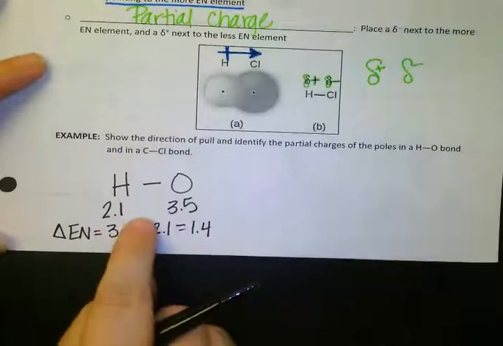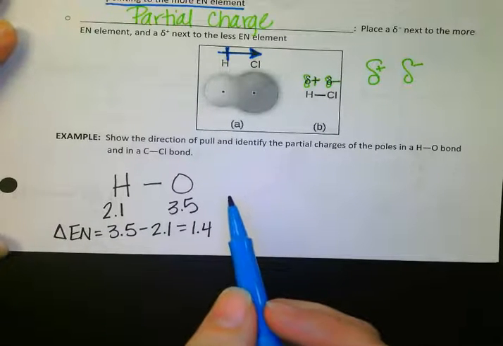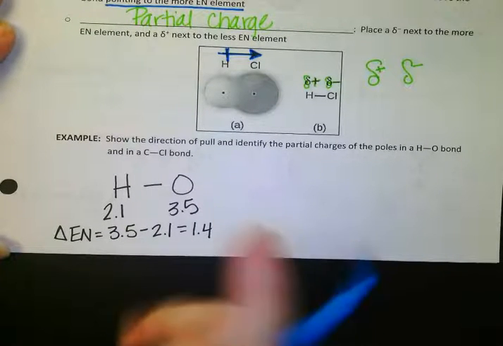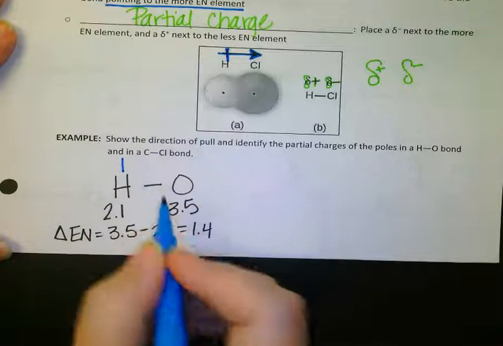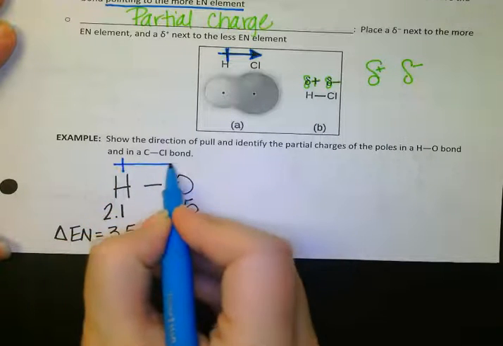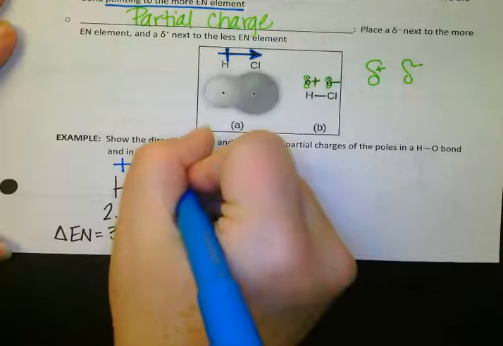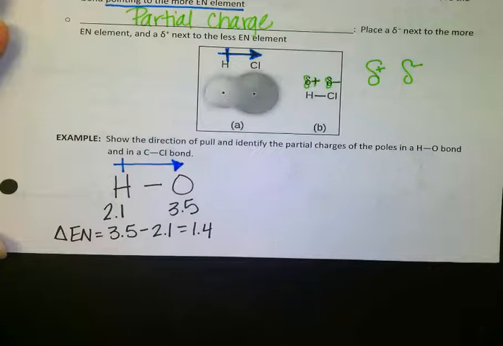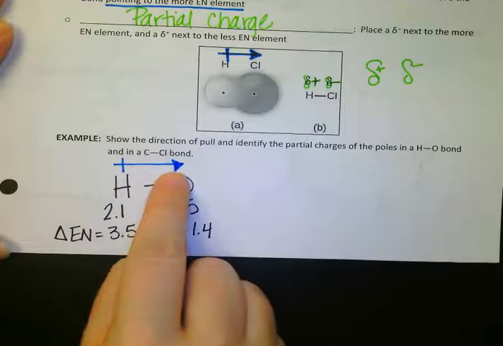Since it's a polar bond, I should be able to tell which side is positive and which side is negative. I'm going to do it in the same colors that I did in the picture. Hydrogen has a smaller electronegativity, which means this side is going to be the positive. So I draw my arrow with a plus above my positive side, and the arrow points to the negative side. This means the electrons are getting pulled towards the oxygen.